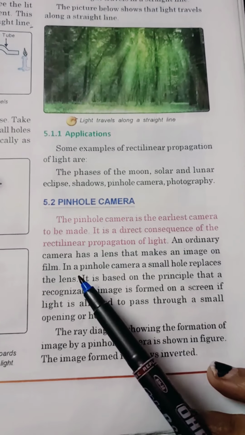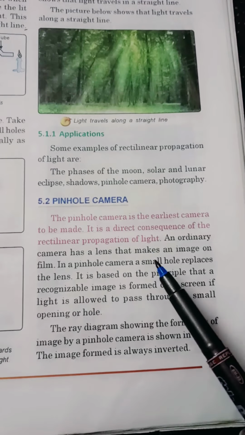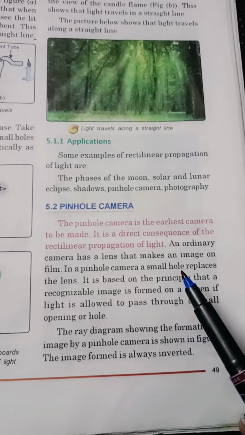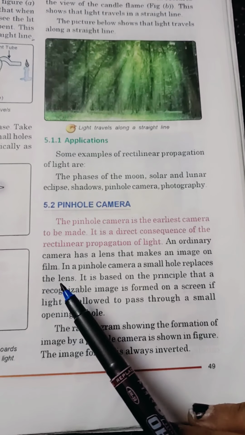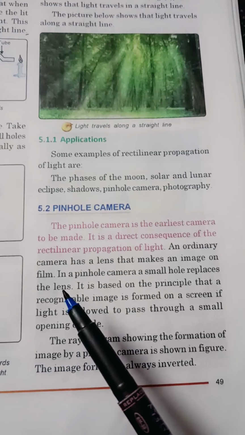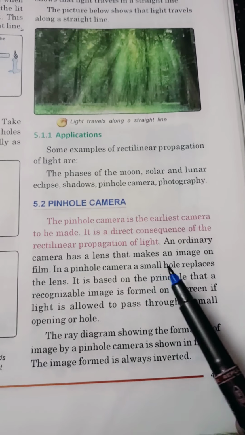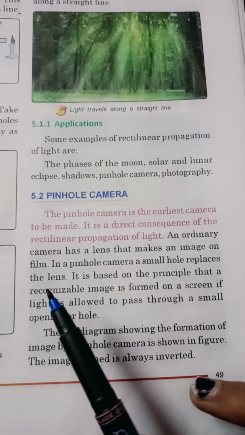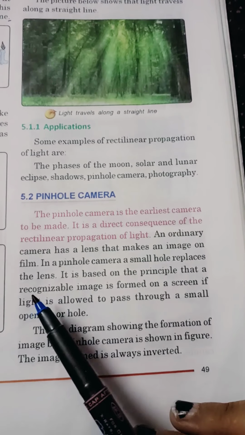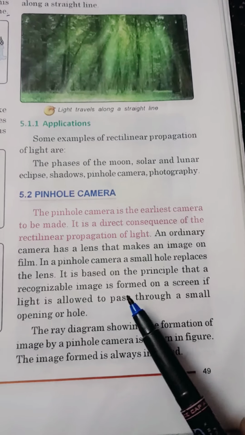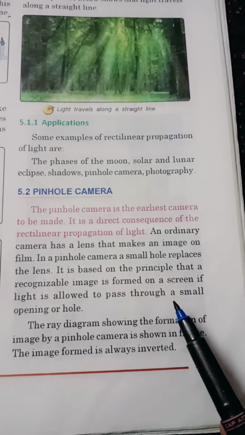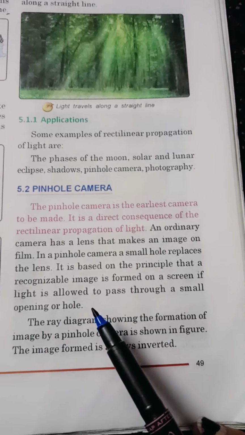An ordinary camera has a lens that makes an image on film. In a pinhole camera, a small hole replaces the lens. It means in a pinhole camera, a lens does not used to be there. Only a small hole in place of the lens, and it is based on the principle that a recognizable image is formed on a screen if light is allowed to pass through a small opening or hole.